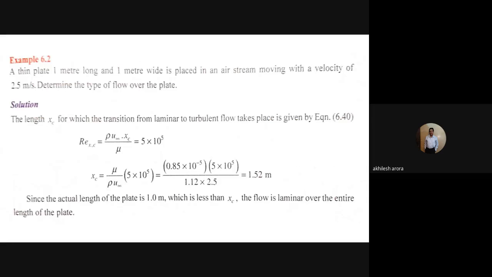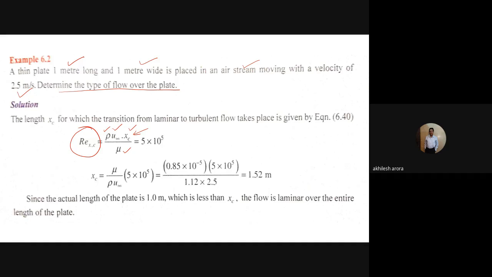Now there is a thin plate of 1 meter long, 1 meter wide, placed in an airstream, moving with a velocity of 2.5 meter per second. Determine the type of the flow over the plate. So we just have to calculate the value of xc divided by mu. So xc is the critical length. If we are in a position to calculate the value of the critical length, then we can understand what type of flow will be occurring over the flat plate.